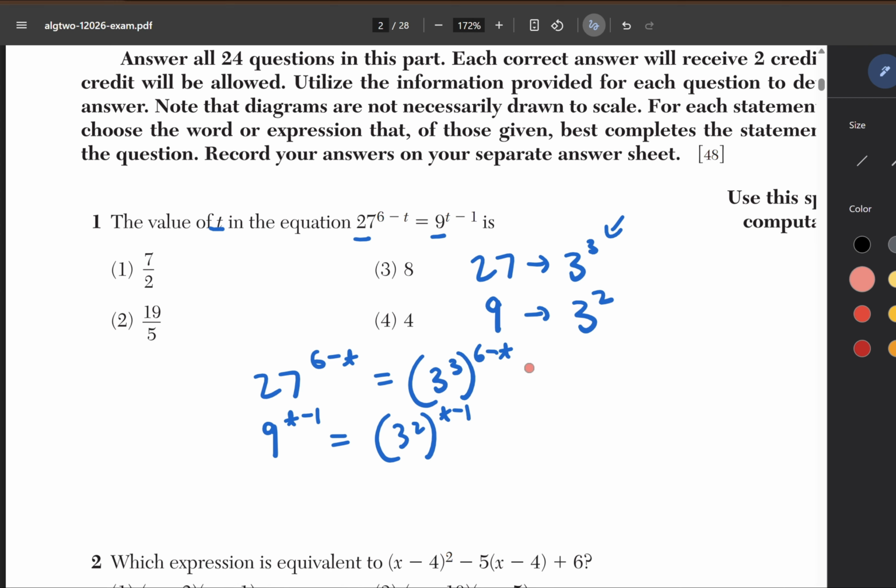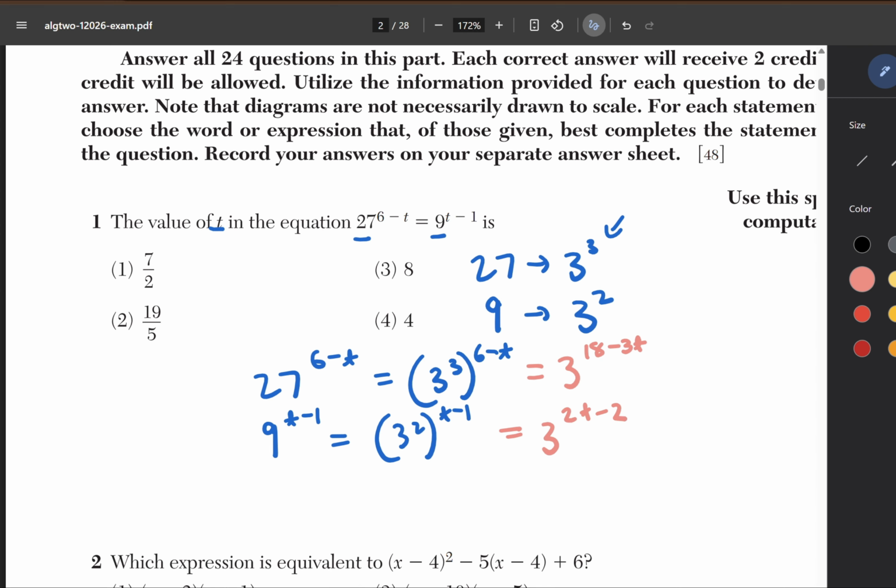Now what I'm thinking of doing is that, remember when we have an exponent raised to another exponent, that tells us we have to multiply. So we do 3, then we do 6 times 3 is 18 minus 3t, because 3 times negative t. Now here we have 3 to the second, and that is all to the t minus 1 power. So 2 times t is 2t, and then 2 times negative 1 is negative 2.